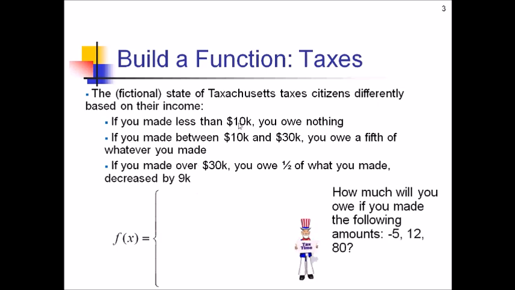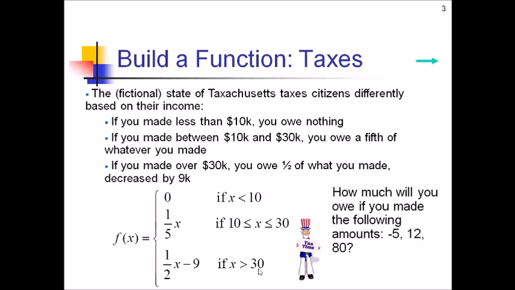So the first case, under 10,000, we owe nothing, so that is a constant function of 0. And that's if x is less than 10. If x is between 10,000 and 30,000, let's say including those numbers, then we have to owe a fifth of what we made. So that'll be like 1/5 times x, or x over 5. And then finally, if x is greater than 30, we have to do 1/2 times x, decreased by 9, so minus 9. And this is a piecewise function for telling us how much we owe in taxes.